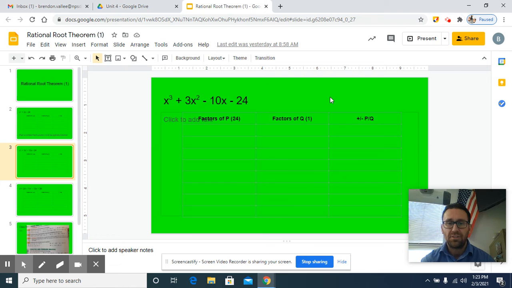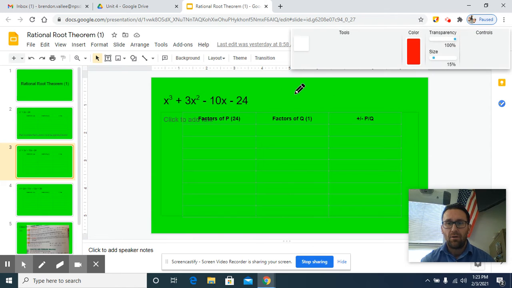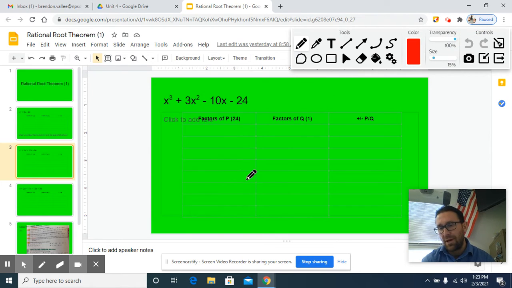So the first thing you do is you write this table. Do you have to make this table? No, you could do it another way, but I think the table is a good visual. So first you write out all the factors of this last number. And it doesn't matter, negative or positive, doesn't matter.